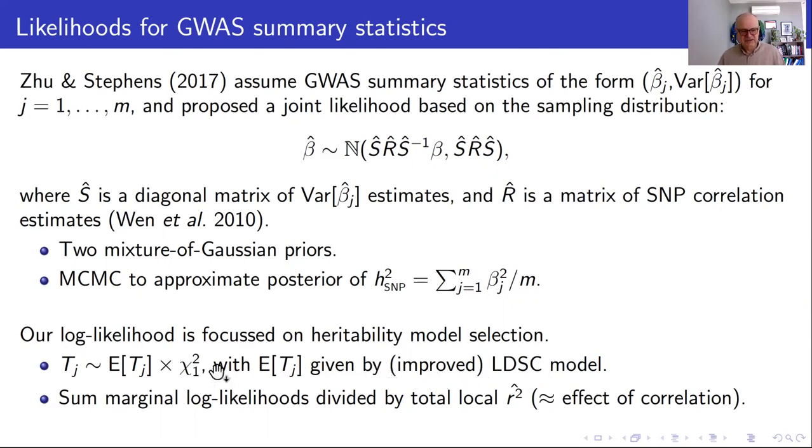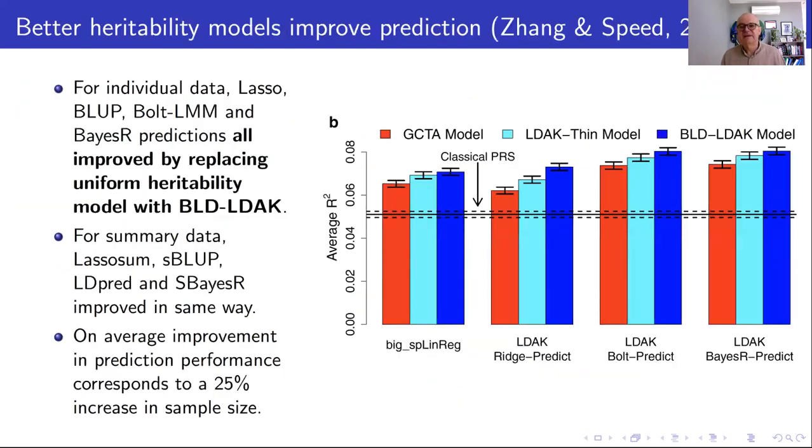So the marginal density assumed here is pretty good, and that's easy to check. The question is what to do about the correlations among the summary statistics. And we've done something pretty simple, dividing the marginal log likelihoods by a local sum of R² values to mimic the effects of correlation. We did some checks that seemed to perform quite well, but I think that's an interesting area to see if we can improve on that and whether we can somehow merge our approach with the Zhu and Stephens likelihood. But anyway, I won't say any more about that. Let's get back to the story.